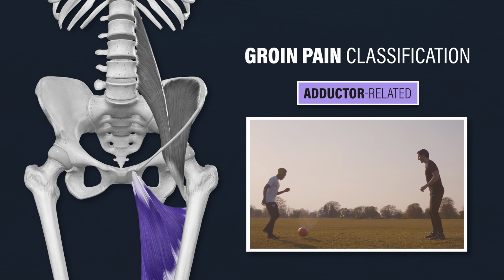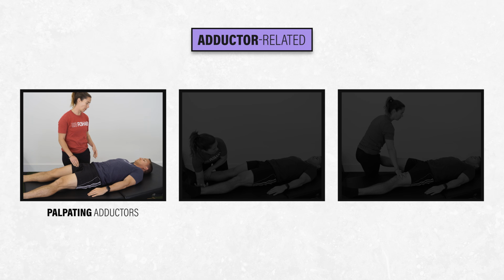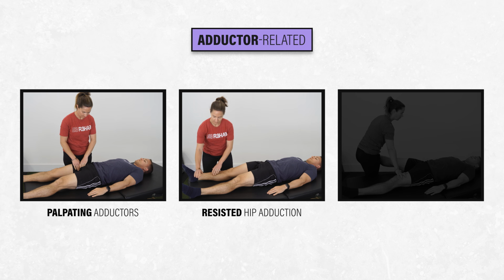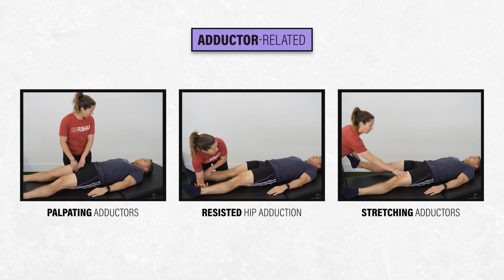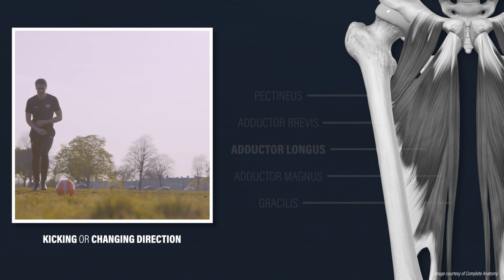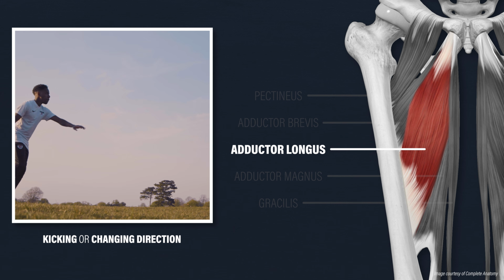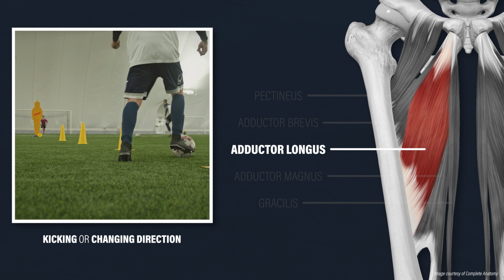Adductor-related groin pain is common in athletes who participate in sports that involve kicking and cutting. It is identified by the presence of pain or tenderness in the adductor area with palpation, as well as resistance testing that reproduces pain in the adductors. It is more likely the culprit of groin pain if symptoms are also present with stretching the adductors. The most commonly affected muscle is the adductor longus, and it's usually strained from kicking or changing direction.